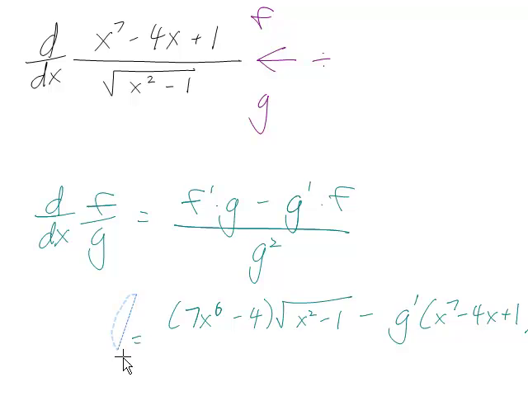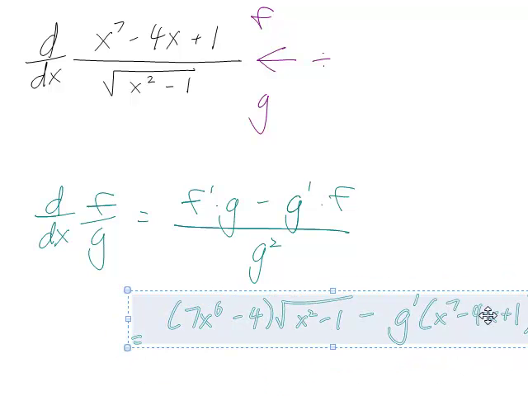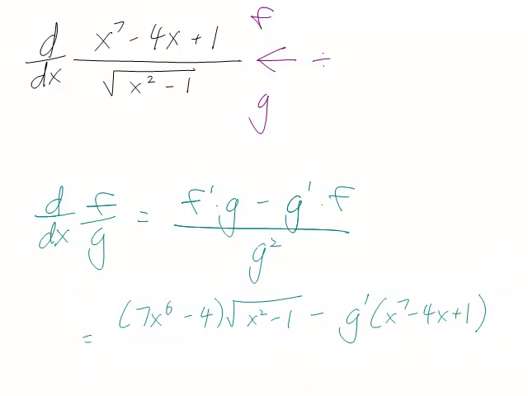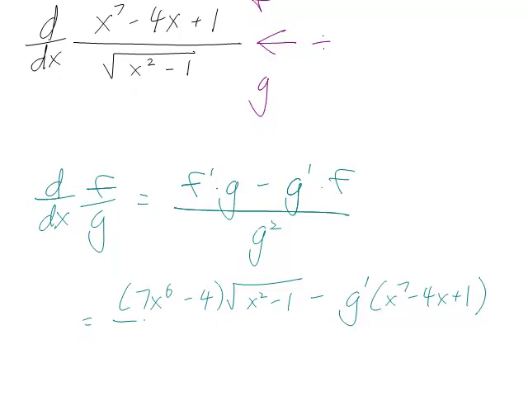Let me move this over since I seem to have run out of room. There we go. And I want to divide this by g squared. So it's the square root of x^2 minus 1, squared, or x^2 minus 1.